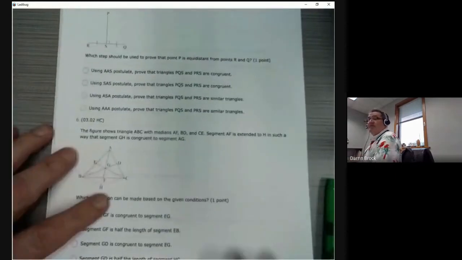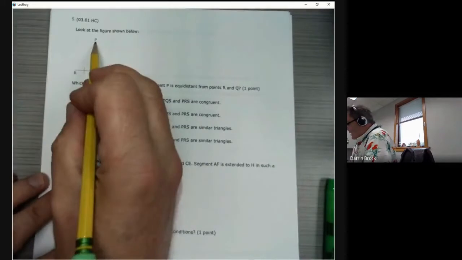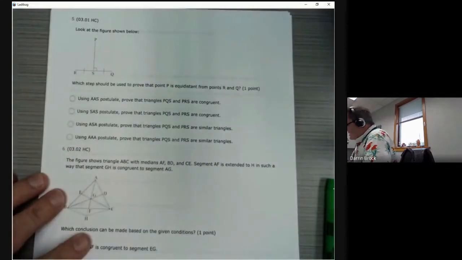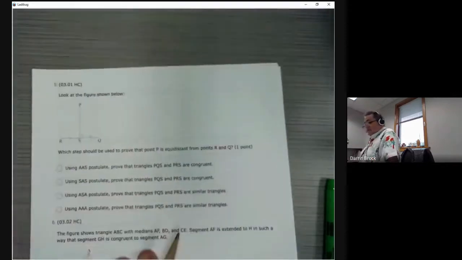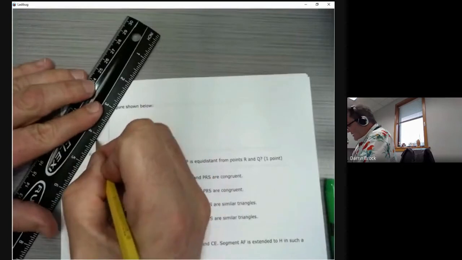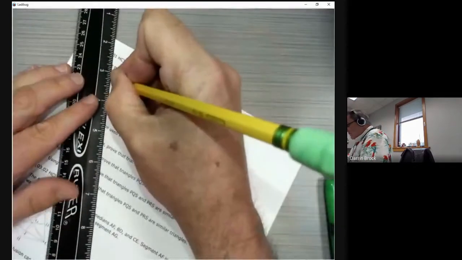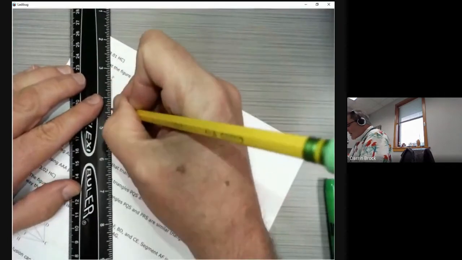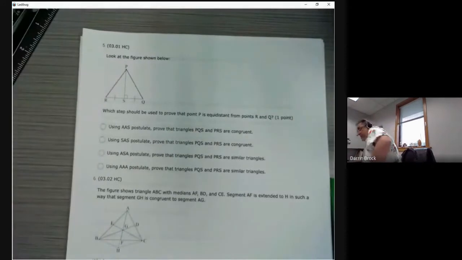All right, number 5, look at the figure below. Which steps should be used to prove that point P is equidistant from R and Q? So it's saying the distance from P to R is the same. Let's go ahead and draw that just so we can look at what they're saying. They said the distance from P to R is exactly the same as the distance from P to Q. Said those are the same. How can we prove that?